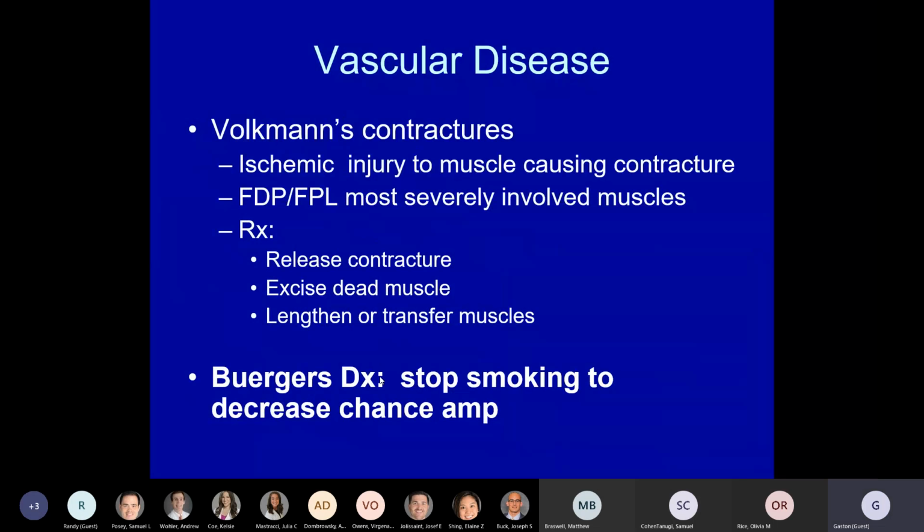All right, moving on to vascular disorders. Volkmann's ischemic contractures. Remember, the deep muscle groups are going to be the ones that are primarily affected. So just think, in a forearm, what muscles are the deepest? FPL, FDP. Those are going to be the most severely involved. Early on, they're going to want you to release the contracture and excise any muscle that's clearly dead. Late, they're going to want you to lengthen muscles or transfer muscles, or conceivably do a free gracilis transfer if you're really missing a lot of muscle. Buerger's disease, if you have any questions about Buerger's disease on OITE, the answer is they have to stop smoking, period.